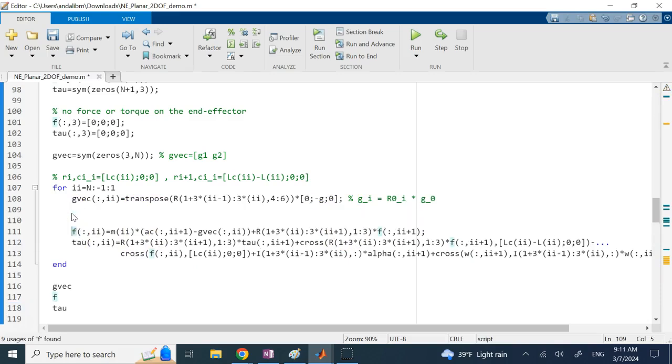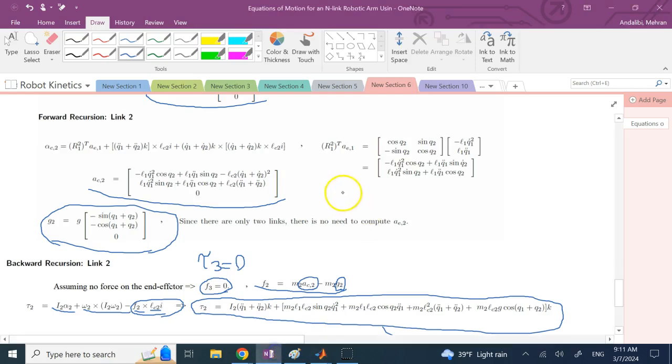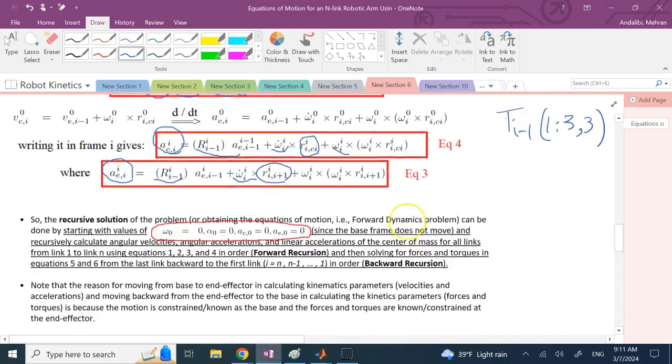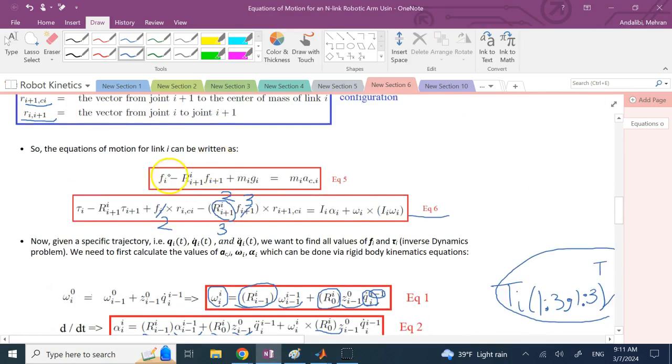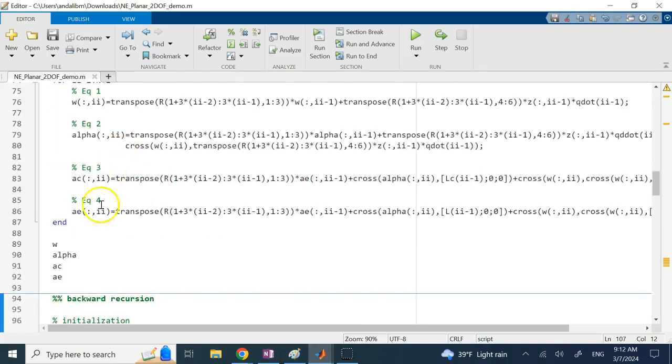Then I go to my F equation. So this is going to be equation 5. And finally the tau, which is the largest equation, even in MATLAB, that is equation 6. If you look at equation 5, what we need for it is that relative rotation matrix. We need those G's, we need the AC's that we found in equation 3, and we need the F afterward. So here I need to go backwards. If you look at my for loop, it is going from n to 1 with increment of -1. So this is backward recursion.